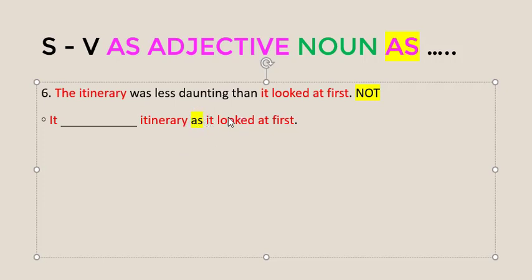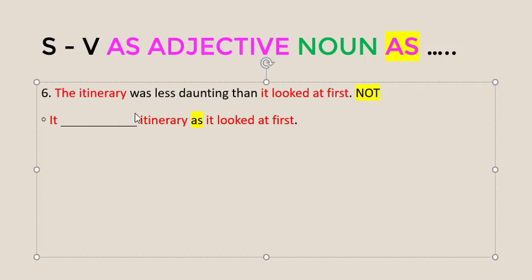Okay, let's take a look at the pattern which we have to use for this number. Based on this clue, we know that we have to use this pattern: subject, verb, as, adjective, noun, as. Okay, take a look guys. The words in red mean they have been used, while the words in black mean they haven't been used and they have to be used in the blank. Okay, let's use the pattern. The subject has been taken, but the verb is missing.